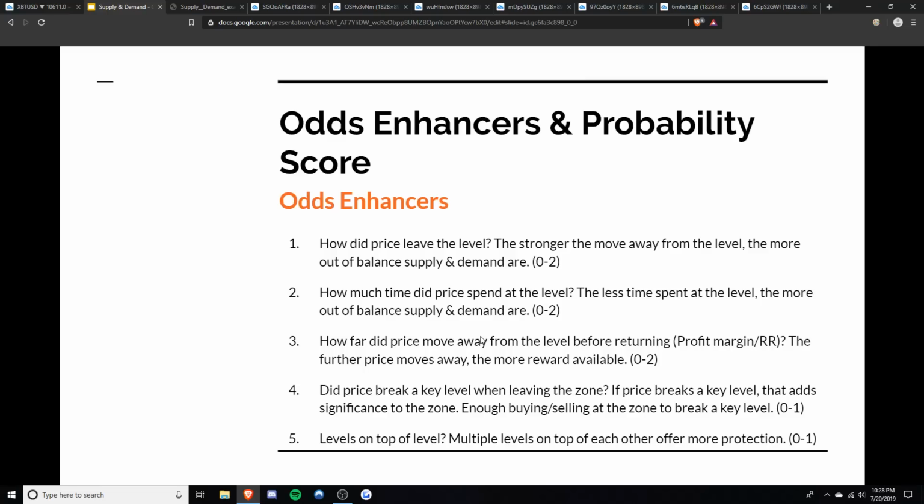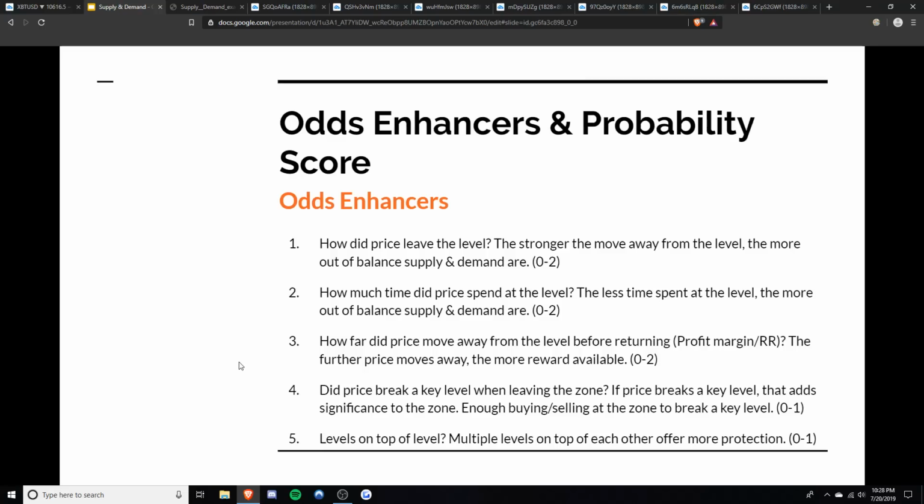How far did price move away from the level before returning? This is basically your profit margin or your RR. The farther price moves away, the more reward available. So that's pretty self-explanatory. The farther price moves away from the zone, the more profit that is available for you if you're trading from that zone. It's also a 0 through 2 on the probability score. You can give it each of these ratings. So number 4, the fourth odds enhancer.